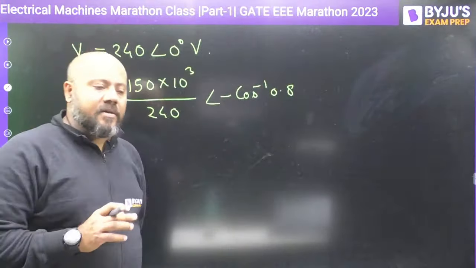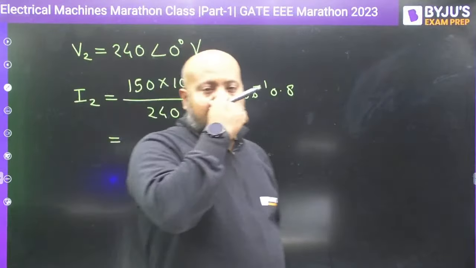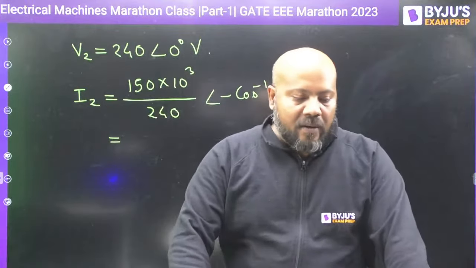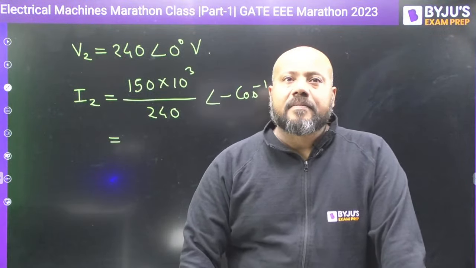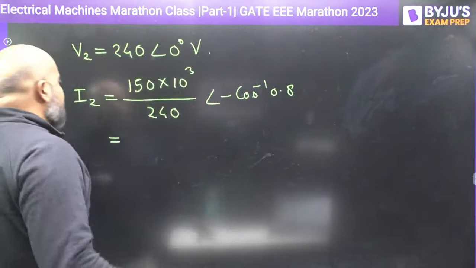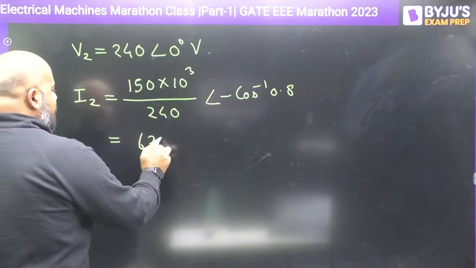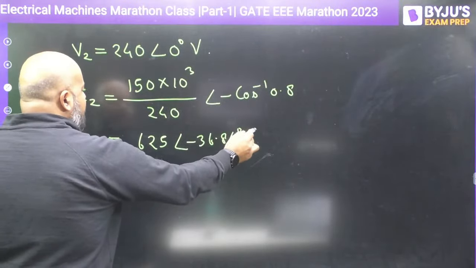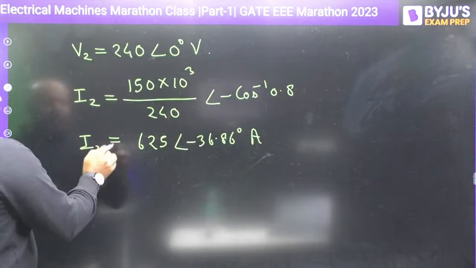Use your calculators. Today you should not be lazy. You have to be a little more active. Okay. 625. So I'm assuming it is correct. 625 angle is minus 36.86 degrees. This is the current I2.